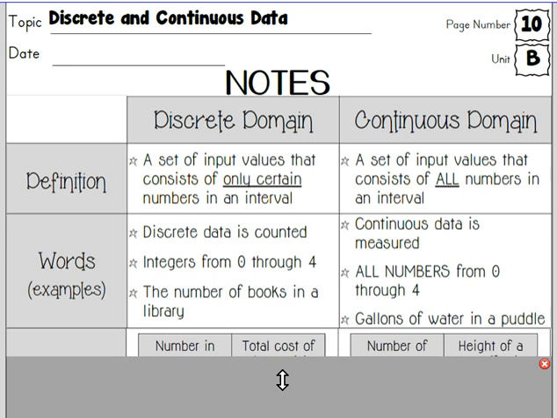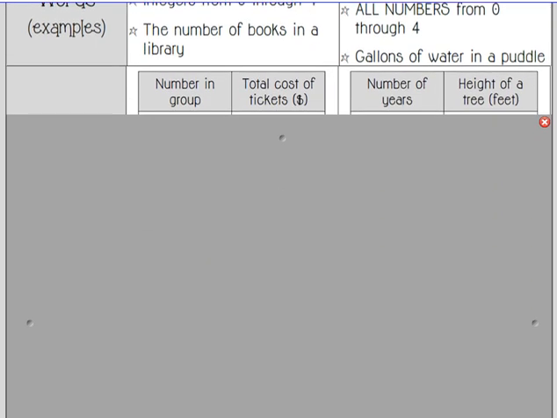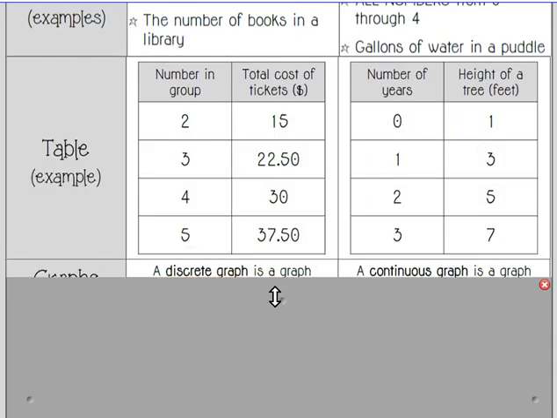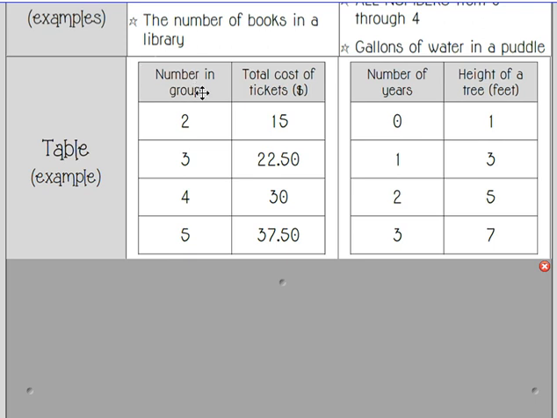So when we look at tables, if we're looking at a number in a group and the cost of tickets, so if you have 2 people, the ticket cost would be $15. If you have 3 people in a group, your ticket cost would be $22.50. So this would be discrete domain because you cannot have half of a group member or a third of a group member or a fourth of a group member or so forth. So these would be only whole numbers that you can count the people in your group.